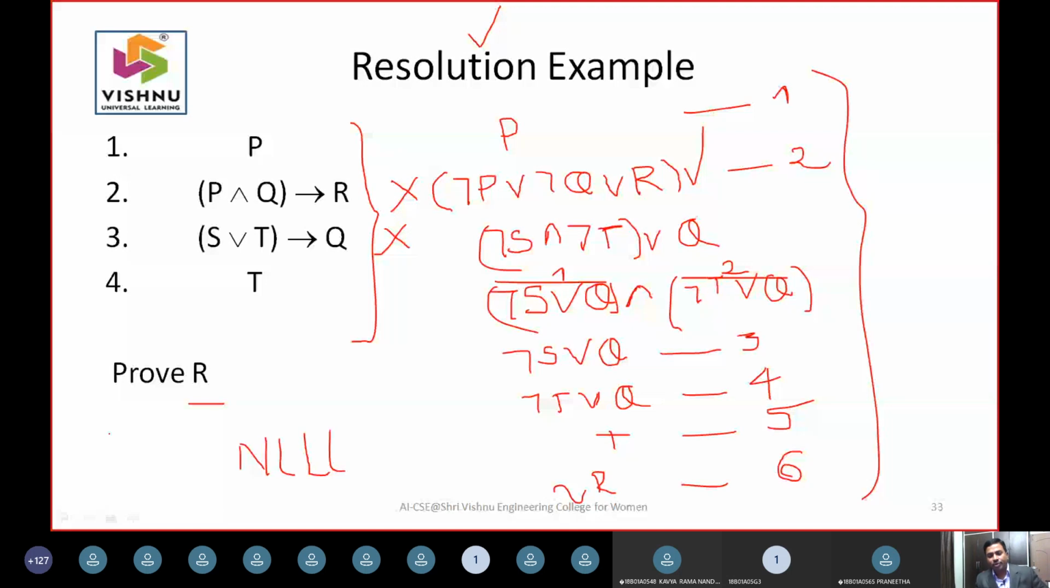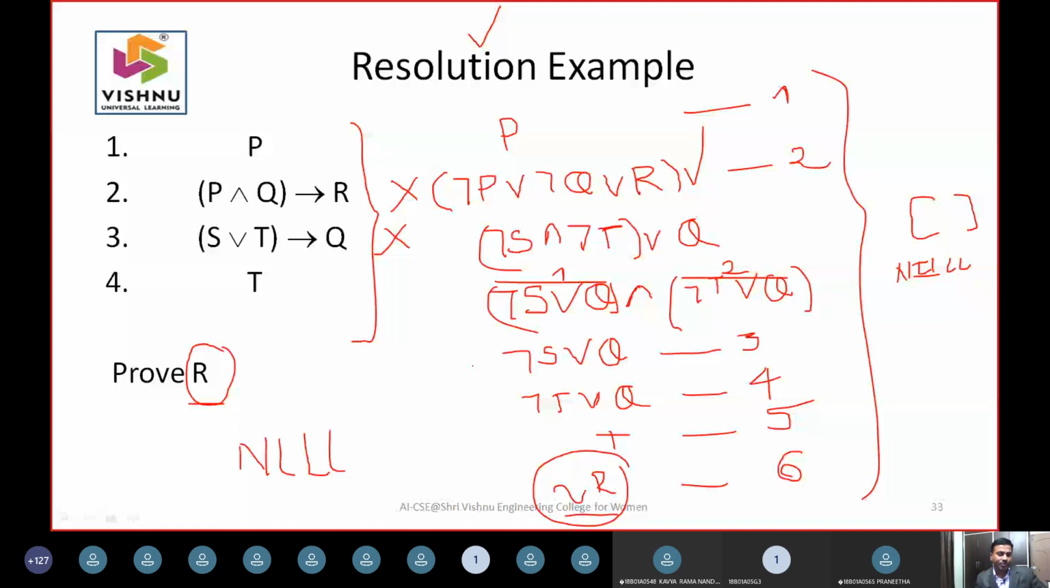Many textbooks call this resolution with refutation. Whatever I wish to prove, I take the negation of it and add it as a statement. From these statements 1, 2, 3, 4, 5, 6, you have to get a null set. In some textbooks it is called nil or null. Once you get the null set, the meaning is that the assumption is wrong, so negation of R is wrong, so R is proved.